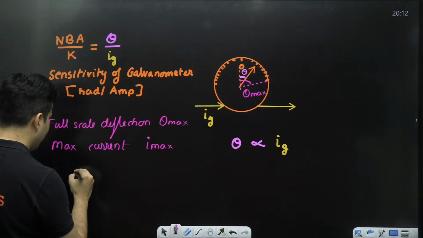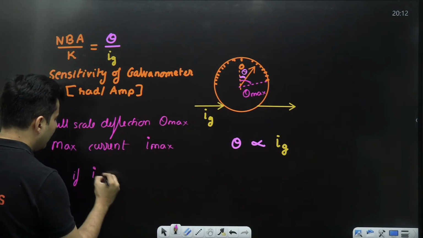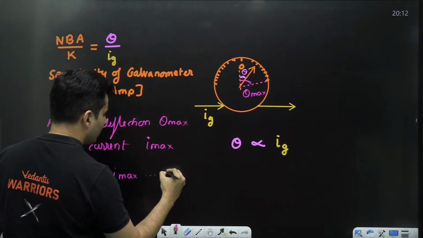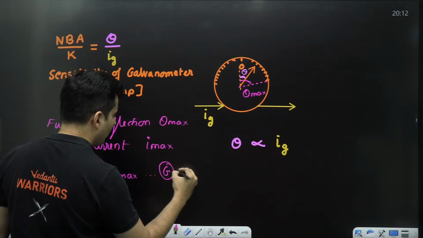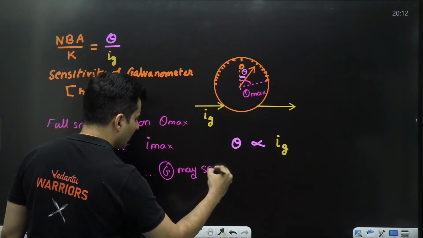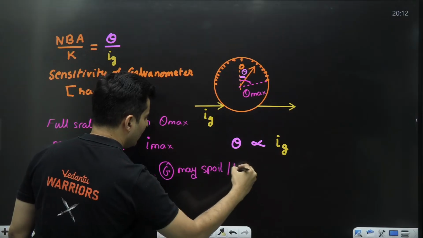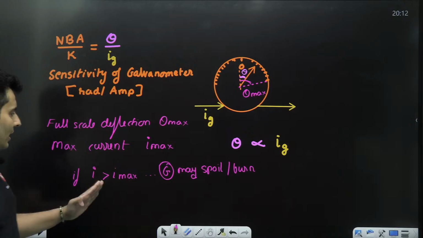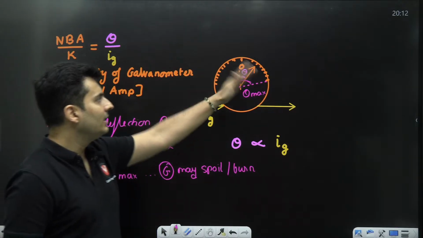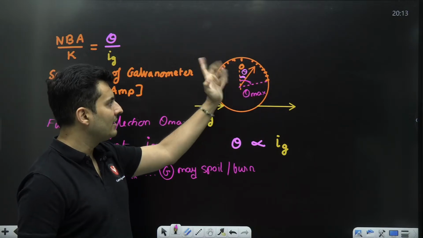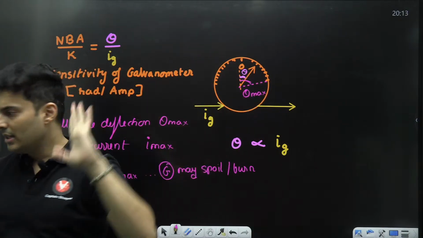So if the current is more than the full scale deflection current, the galvanometer may spoil. It may spoil, or it may burn, or it may be irreparable. So that is why you try to maintain the currents within the limits, within the deflection of the maximum value over here, else the coil will definitely burn.